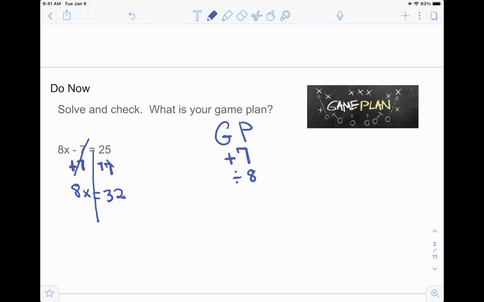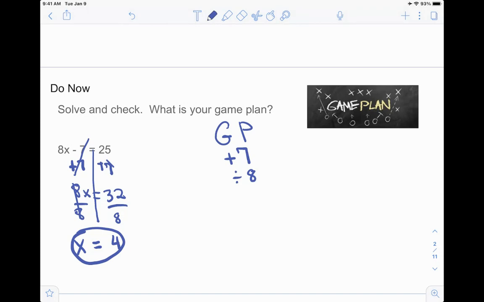So the second step in my game plan is to divide both sides by 8. And I know 8 divided by 8 makes 1. So I have a 1x, and I don't have to write the phantom 1. And I know that 32 divided by 8 is 4. And that would be my final answer.